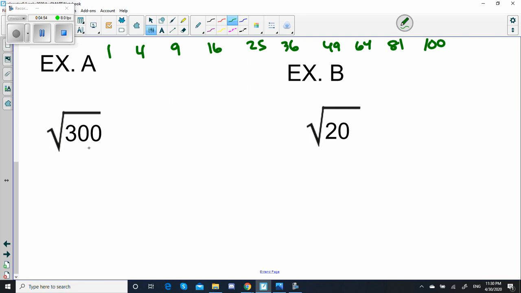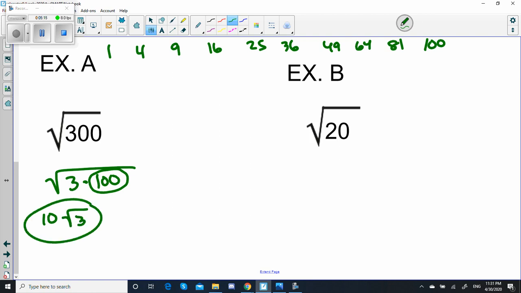So if I look at 300, well, there's lots of factors of 300, but the highest perfect square would be 100. So I could break 300 into 3 times 100, and 100 is my perfect square. So I'm going to take the square root of 100, which is 10. That's going to come outside and be 10, and the 3 stays inside. So 10 radical 3 is the simplified form of radical 300.